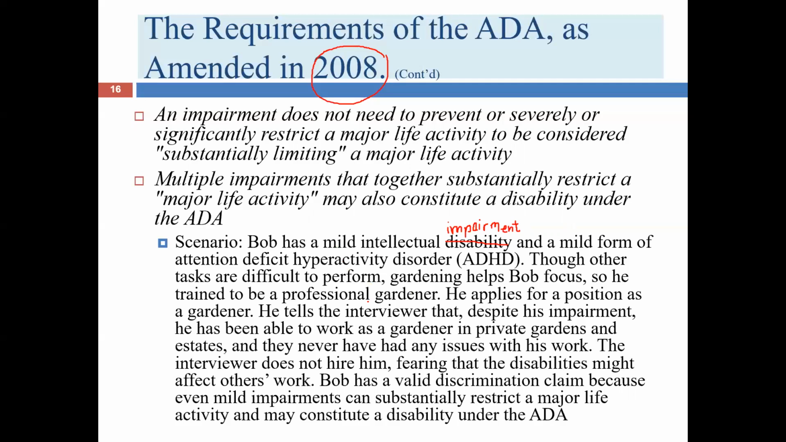He applies for a position. He is not hired because the employer thinks that his impairments might be too much, and so the potential employer does not reasonably accommodate the impairments. Well, in this situation, it's very possible that even though each one of these impairments on their own were not sufficiently significant to be a disability, in combination they could be.